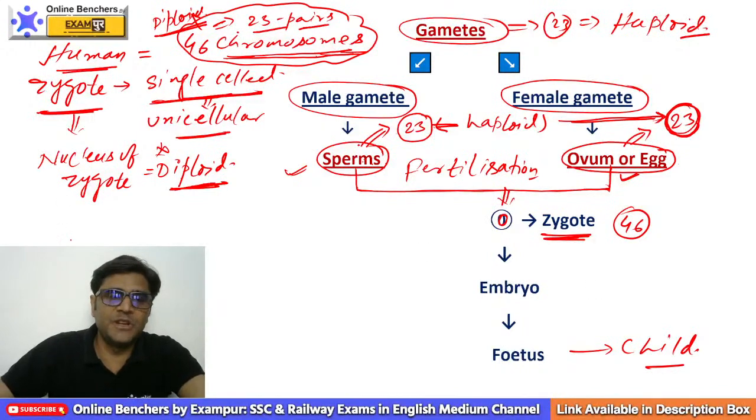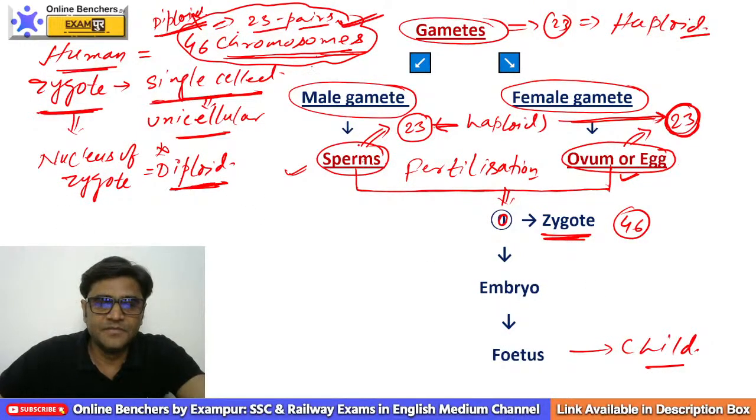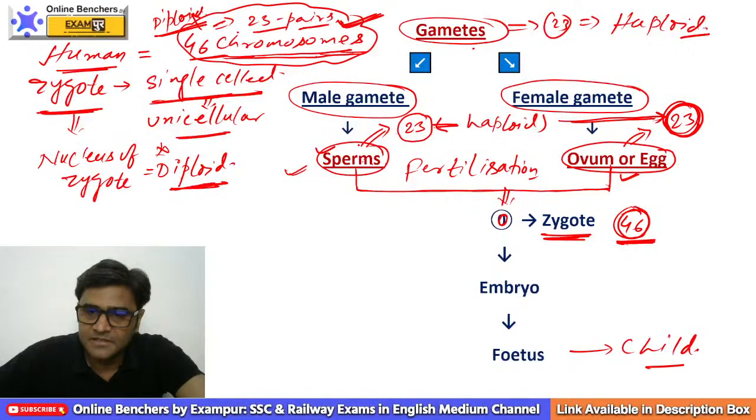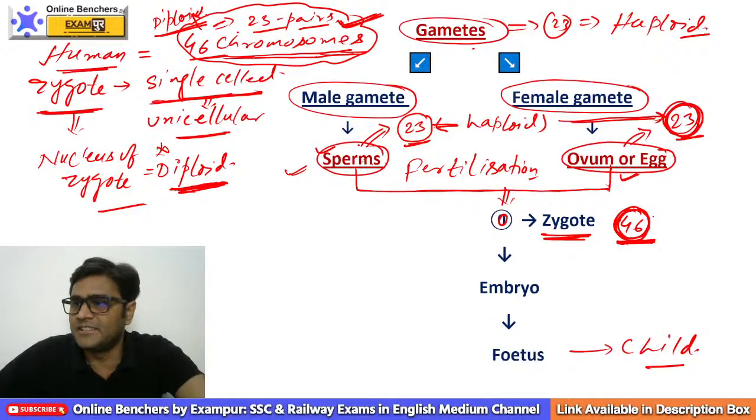So if the question is, in each cell of human being, how many chromosomes are present? 46. In gametes, or you can say sperm or ovum, we have how many chromosomes? 23. In zygote, again we have 46 chromosomes. So after fusion of male and female gamete, zygote is formed, which is a single celled structure, but nucleus is diploid. See, in sperm we have 23, egg we have 23, in zygote we have 46. So nucleus of zygote is diploid, but it is a single celled structure. Please remember, this is a very important point.